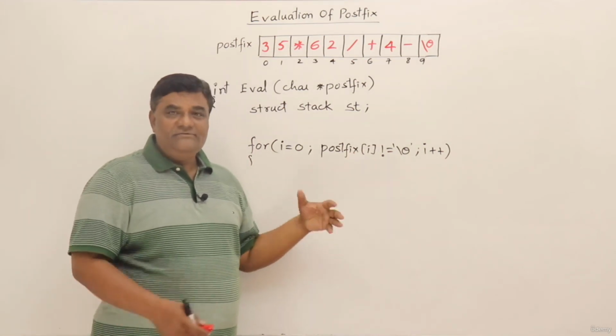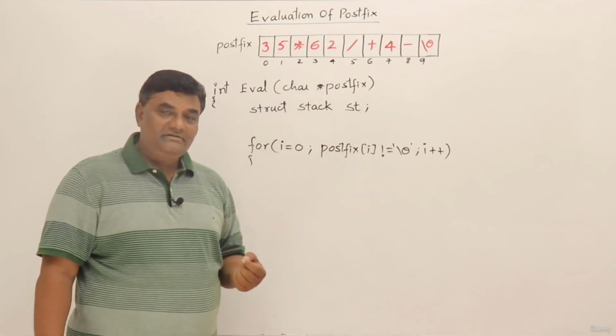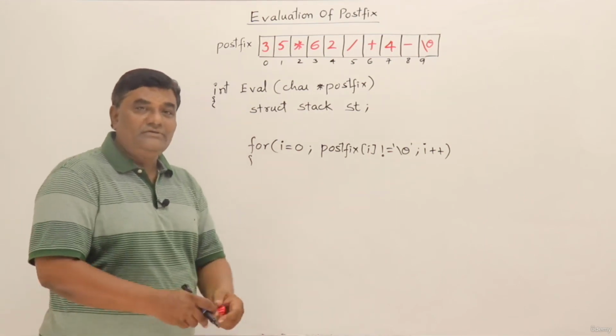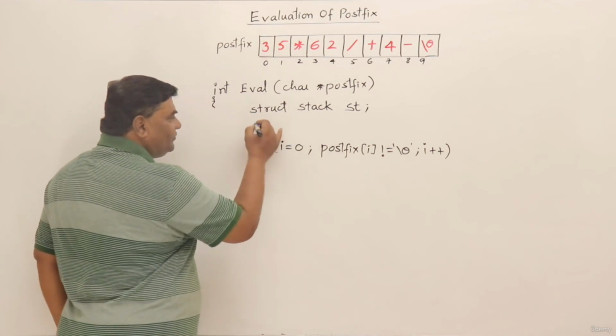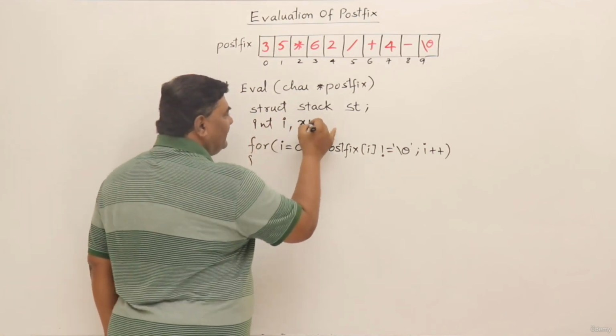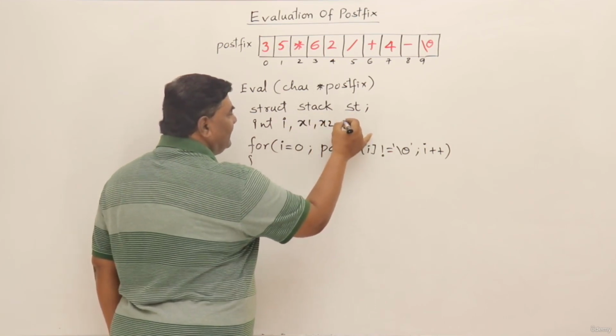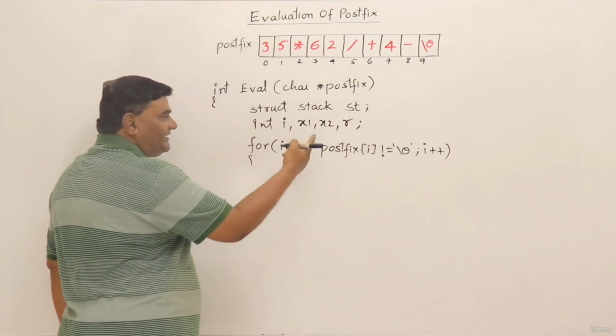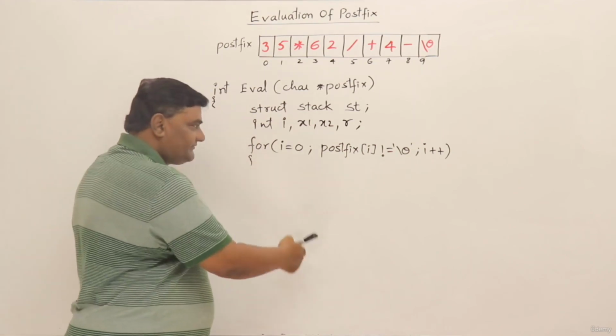Then inside this, I have to write down my procedure, but I need some variables, so I will declare those variables. Like here I have used variable i, so I need i, and also I will take x1, x2 and r for result. So I have taken a few variables that I'll be using in this for loop.